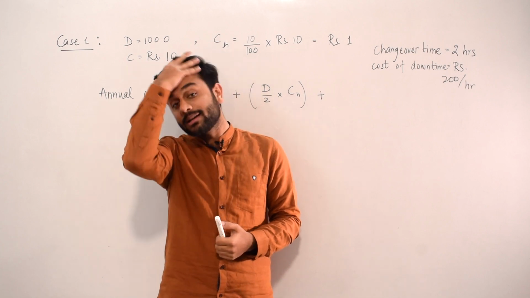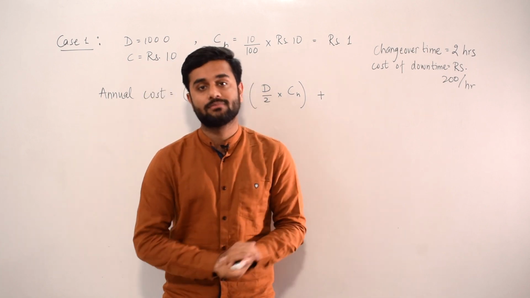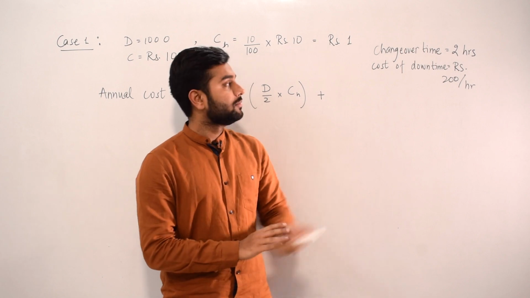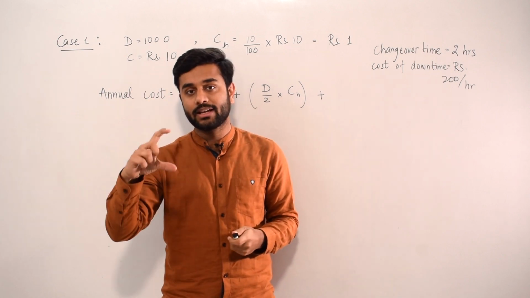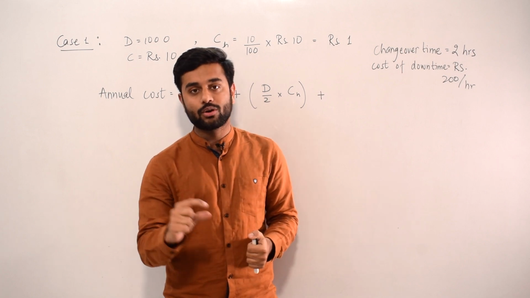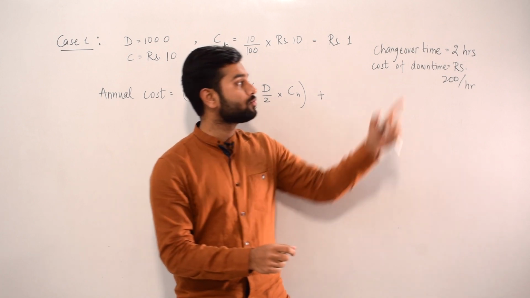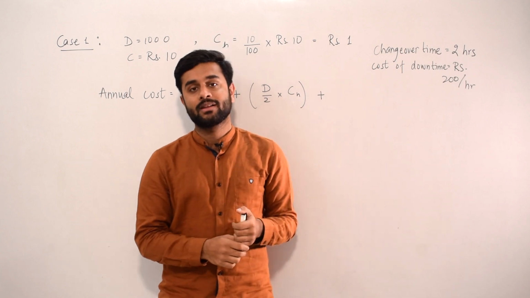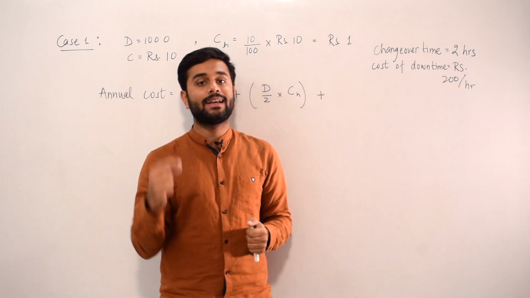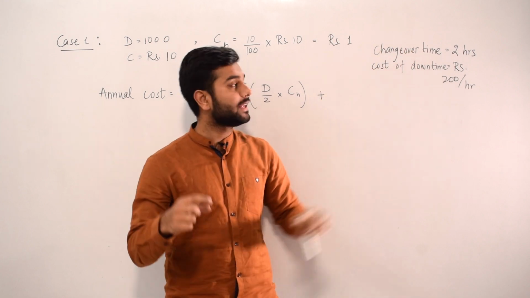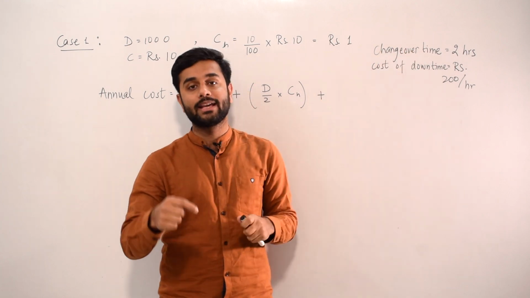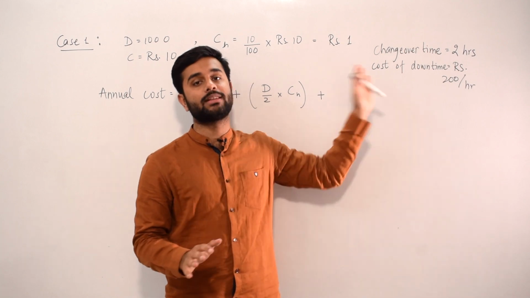Right. But a new cost is given. Ordering cost was not given, but the cost of downtime was given. If you look at the question, after case 1 and case 2, it mentions the cost of downtime is rupees 200 per hour. And for each of the cases, it gave different changeover times. For case 1, it gave 2 hours. For case 2, it gave 6 minutes. Now let's understand what these are.